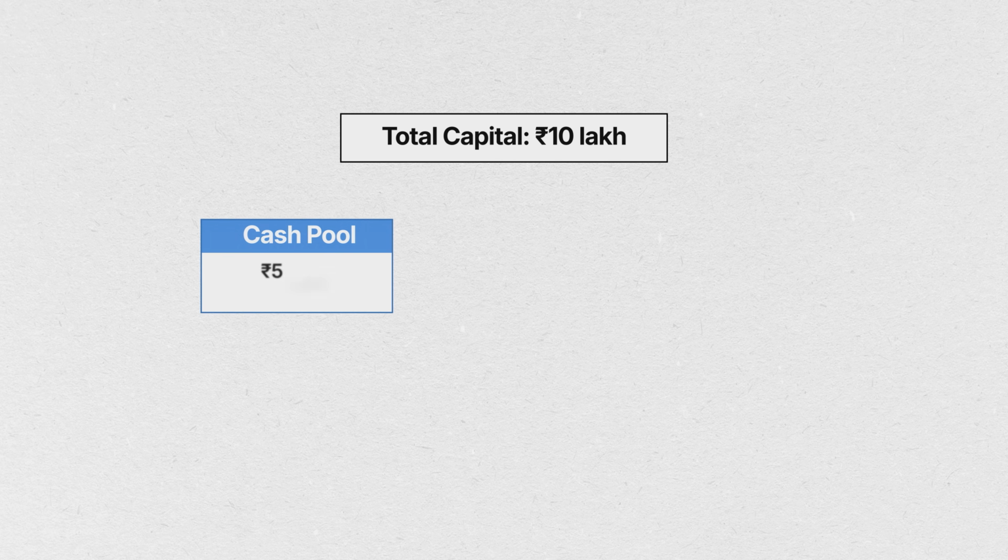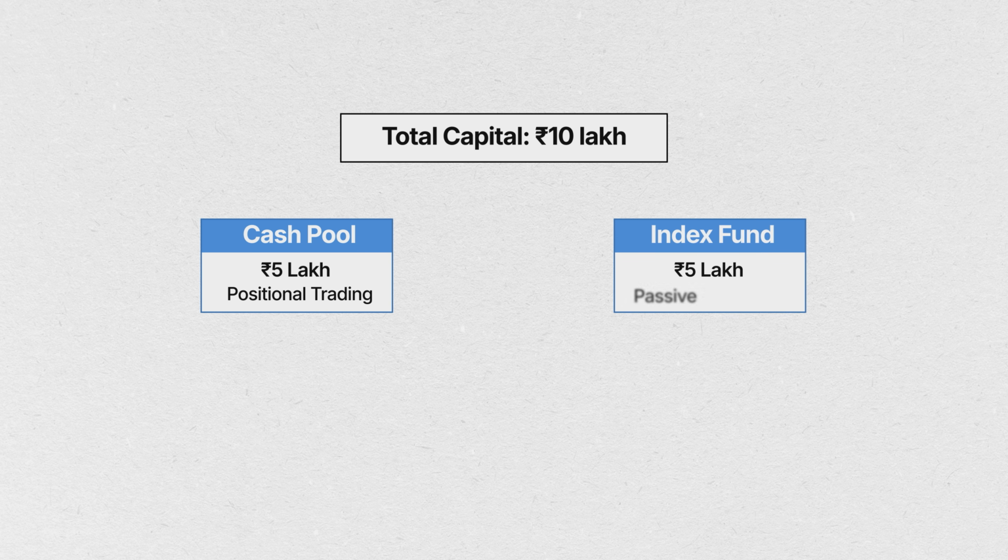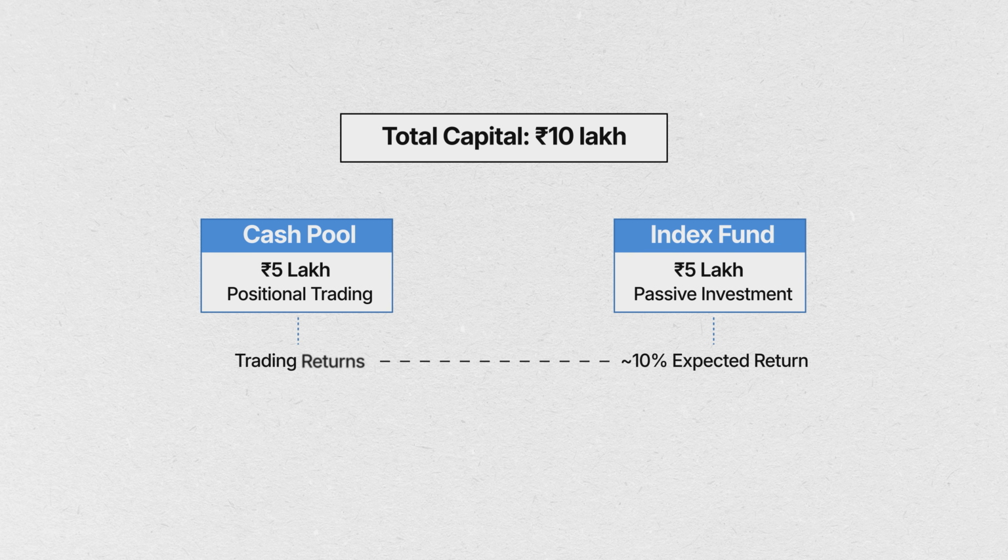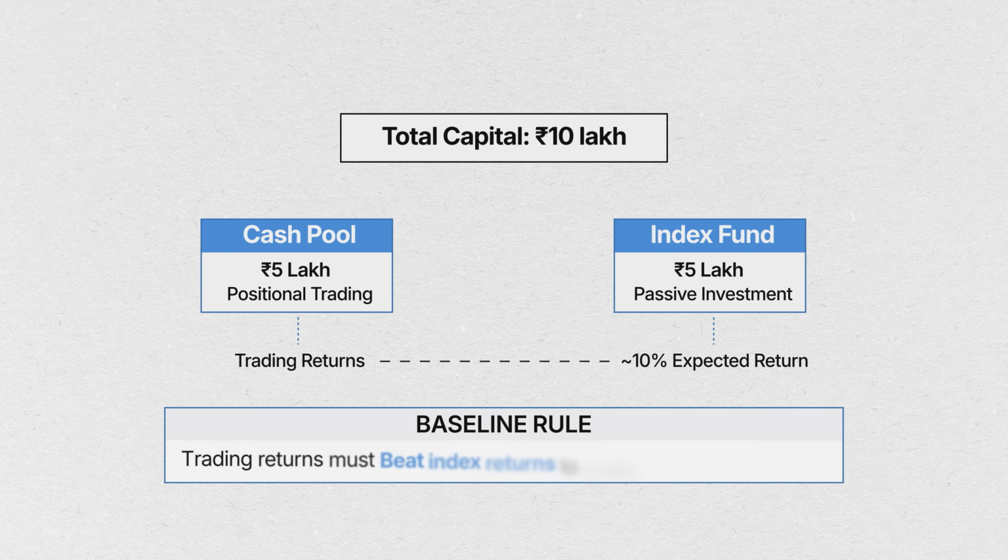Now, why am I bringing this up? The reason is simple. When you trade a positional strategy, the requirement to keep 50% of the margin in cash creates an opportunity cost. That cash has to remain blocked for trading, even though it could have been deployed elsewhere. For example, suppose you have 10 lakh in total capital, you decide to keep 5 lakh in cash for positional trading while investing the remaining 5 lakh in an index fund that could reasonably earn 10% over time. That expected return on the index fund effectively becomes your baseline. Any returns you generate from trading using the cash portion need to at least beat this baseline just to justify the capital being tied up.